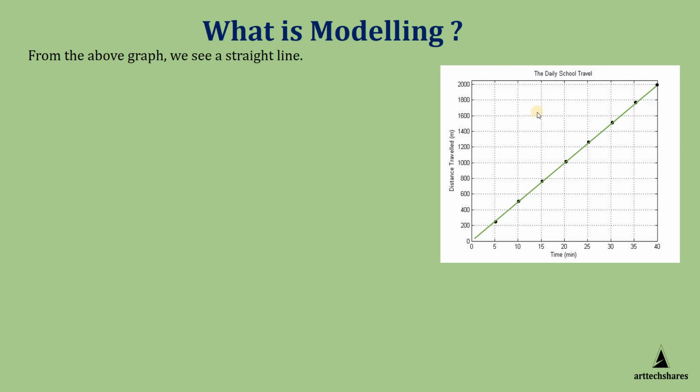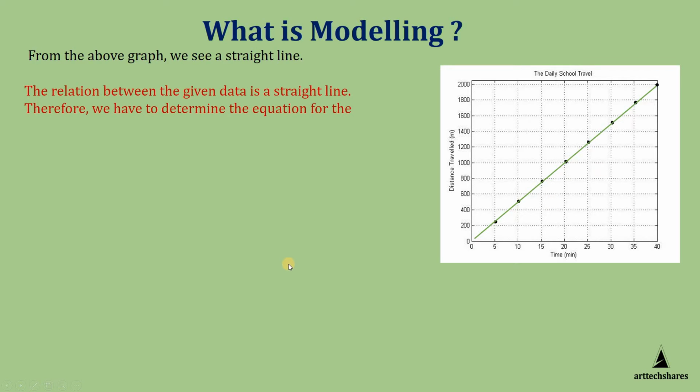So now we have this pattern. Let's see how we can formulate the mathematical model for this pattern. The relationship between the given data is a straight line. Therefore, we have to determine the equation for the straight line. So this is the model of the given data.